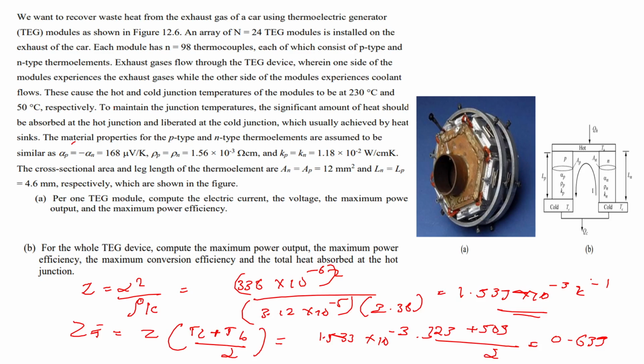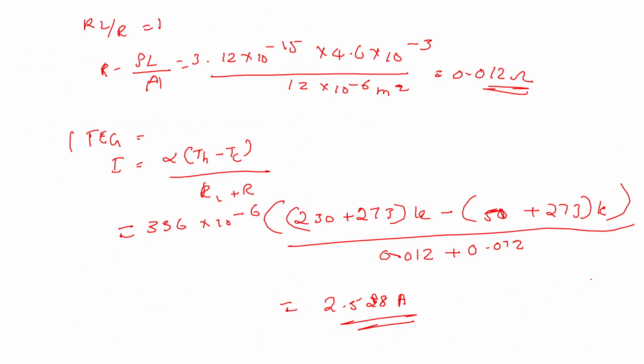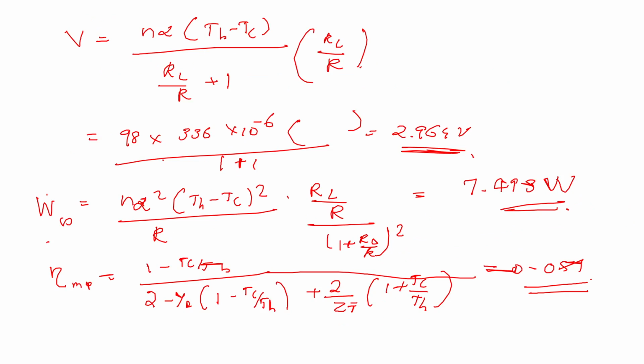So for the first question, first you have to find the ZT value, alpha squared by rho k. Alpha values are given, so you just substitute and find the Z value, and then ZT bar, the average temperature, and we have to calculate from there. For one TEG, first you have to calculate the current, then voltage, then power, then efficiency, and total power efficiency also you have to calculate using these formulas.